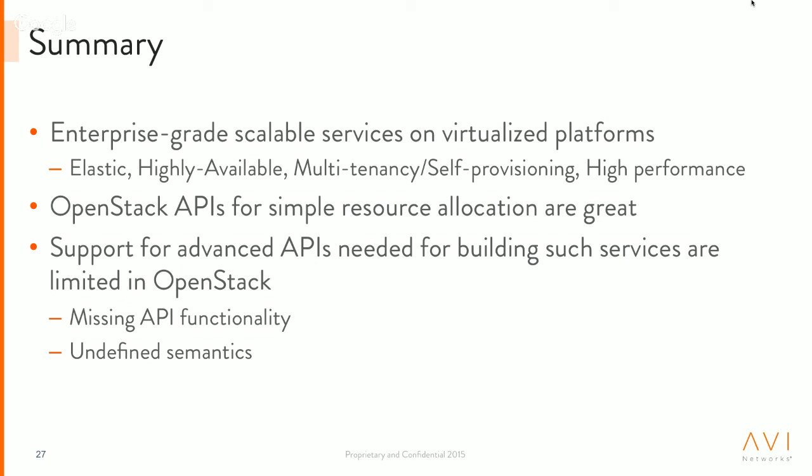Okay, so to summarize, the goal is to build an enterprise-grade scalable service on top of OpenStack with elasticity, high availability, high performance, and self-provisioning. OpenStack APIs for most of the simple things are pretty great, like resource allocation and the multi-tenancy aspects. But there are some limits with respect to the advanced APIs required for building these high-performance applications, like some missing APIs or some undefined semantics, and so on. So that's the summary of my talk.